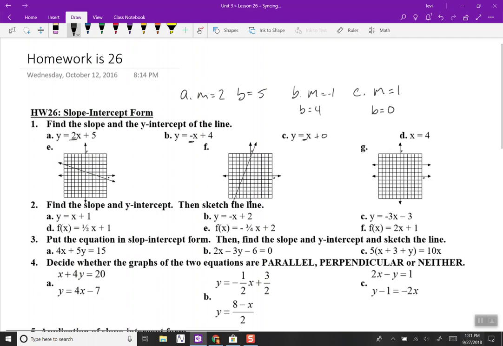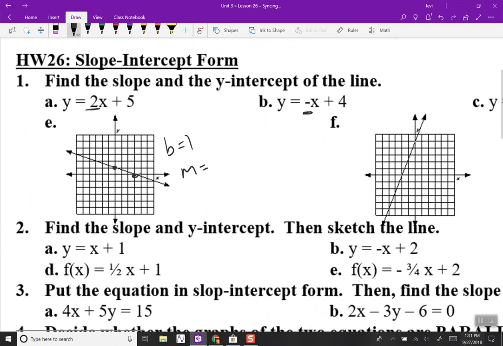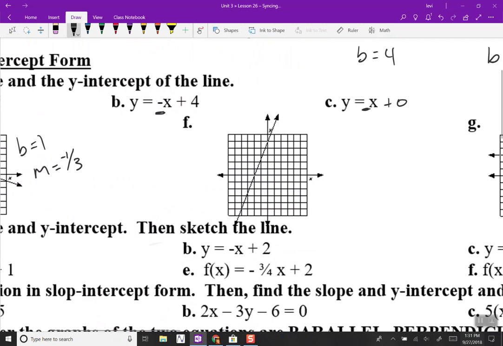E, we have a graph. Looks like the y-intercept is at 1, and our slope, we're going down. If we zoom in here, we're going down 1, right 3. So down 1 would be -1, right 3 would be 3. So our slope is -1/3.